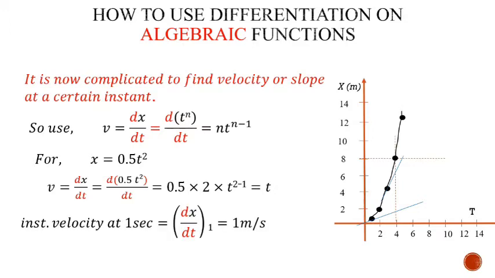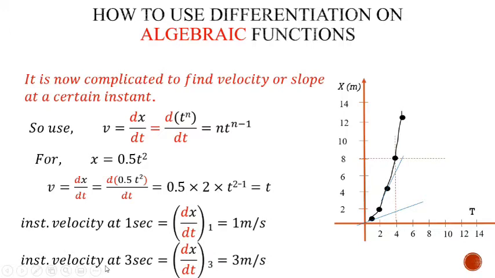If you are interested in finding the velocity at 1 second, you put 1 in place of t, that is 1 meter per second. If you are interested in the velocity at the 3rd second, or instantaneous velocity at 3 seconds, the answer will be 3 meter per second. Remember that the purpose of differentiation is to find the slope, and the slope changes at every different time. One more thing you should remember is that differentiation is always taken at a certain point. The certain point is here 1 second and here 3 seconds.